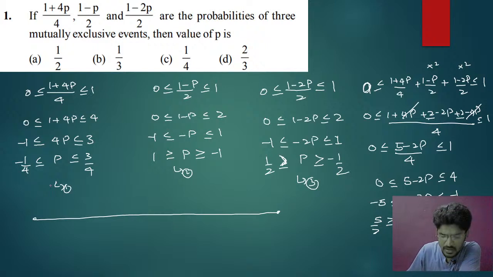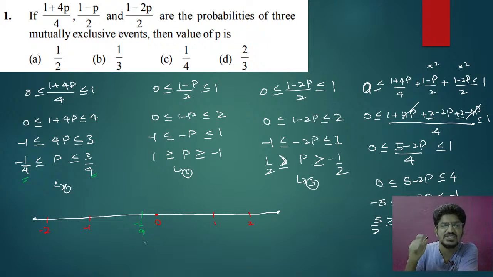What is the first one? You take this as 0, this as -1, this as -2, this as +1, this as +2. Okay, so now the first one is -1/4 to 3/4. -1/4 means, please understand, -0.25. So -0.25 comes here, that is -1/4.